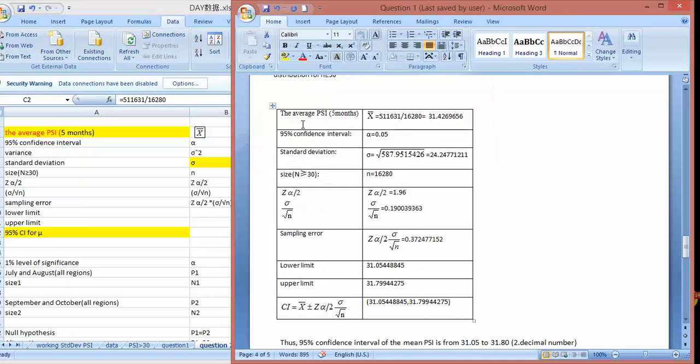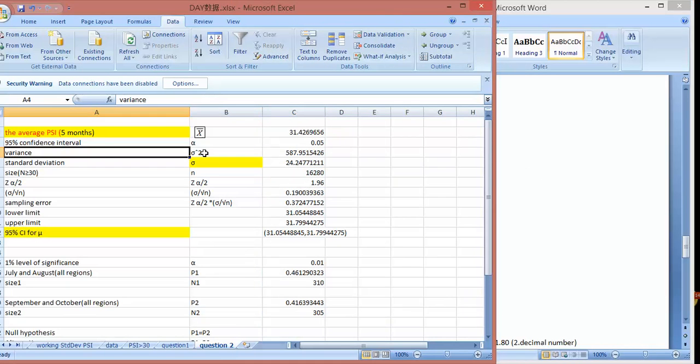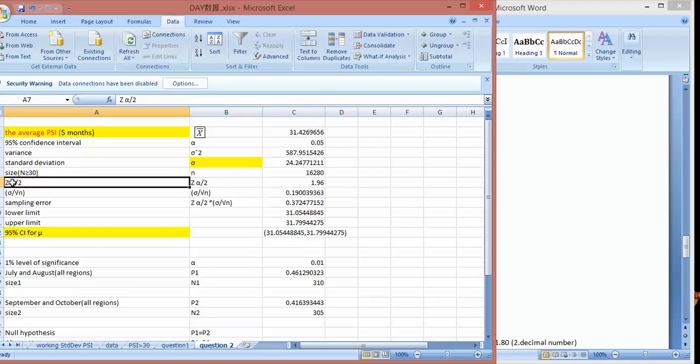A 95% confidence interval means alpha equals 0.05. Before I get my standard deviation, I need to calculate my variance. I use the variance function to help me, and then I get my standard deviation. I use the count function to help me get the size. Then I know my z value.